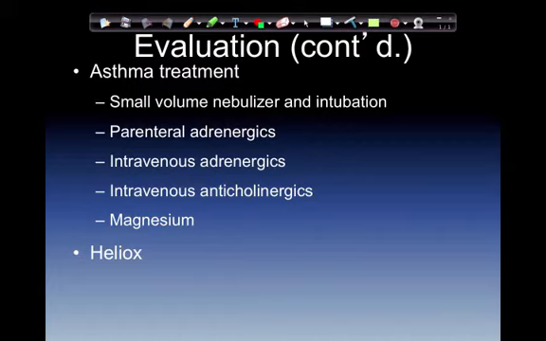Heliox is fairly a new thing. It's a breathing gas composed of helium and oxygen, used because the helium molecules are smaller than the nitrogen molecules, and it is thought that they have the ability to slide past the narrow bronchioles with the oxygen. So what the heliox does is it oxygenates better until we can get those airways open.